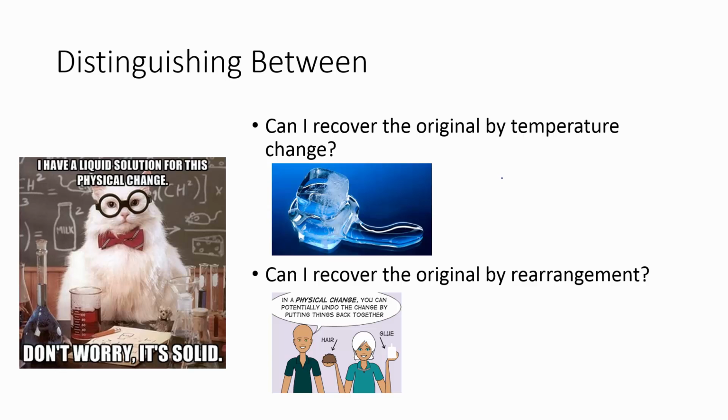So how can I distinguish between the two of them if I'm just looking at it? Well, a physical change is usually indicated if I can just change the temperature of the sample and recover the original substance that I had. So if I have ice and I heat it up and it melts and it becomes liquid and it looks like water, but then I put it back in the freezer again and it turns back into a solid that looks like ice, that's a physical change.